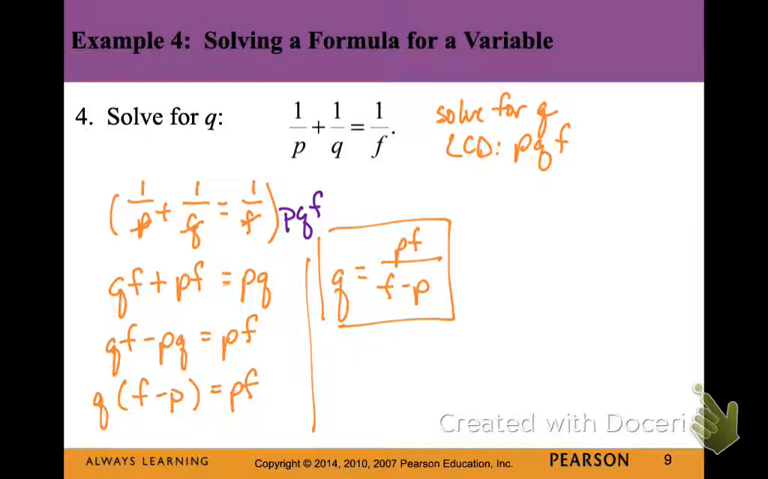So this is a very important step here. If you're solving for a variable that is in multiple expressions in your equation, gather those expressions on one side of the equal sign and then factor that variable out. Then you can divide both sides by what is left.